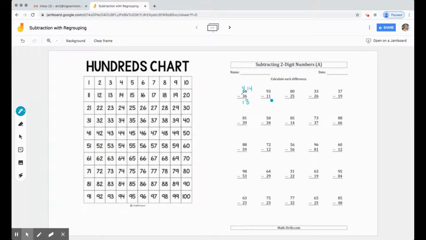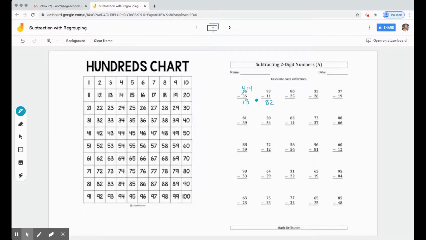Our second problem, 93 minus 11. I'm looking at the 3 minus 1. I can take 1 away from 3, so I would start at 3 and count back 1, which would be 2. Now 9 minus 1. Start at 9, count back 1, would be 8. So 93 minus 11 equals 82.